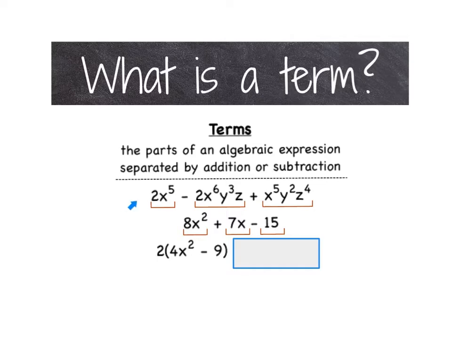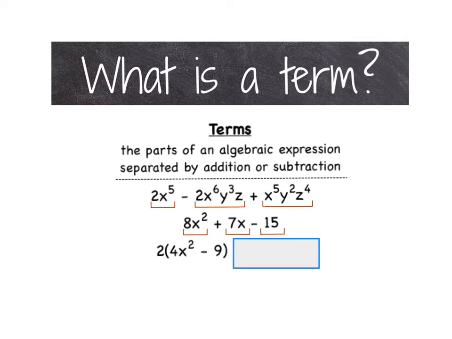So if you look at this first expression right here, you'll see that this is one term. Here's a second term, and actually that negative goes with that term, so that term would be a negative 2x to the 6, y to the third z. And this last one is a positive, and there'd be a 1 right here if you wanted to, positive 1x to the fifth, y squared z to the fourth.